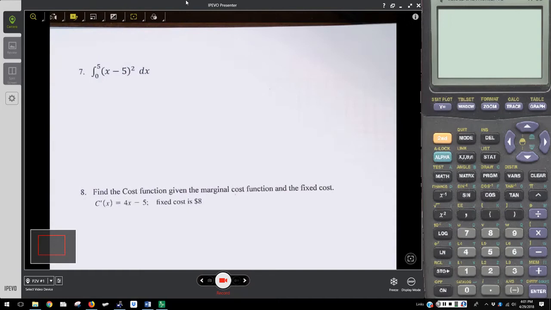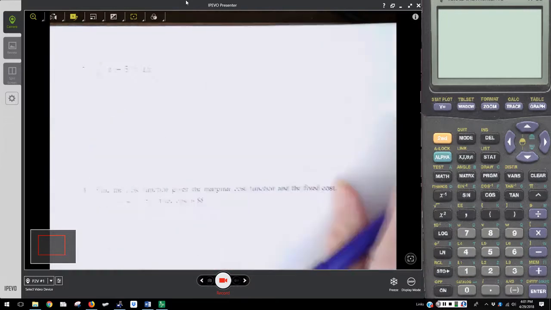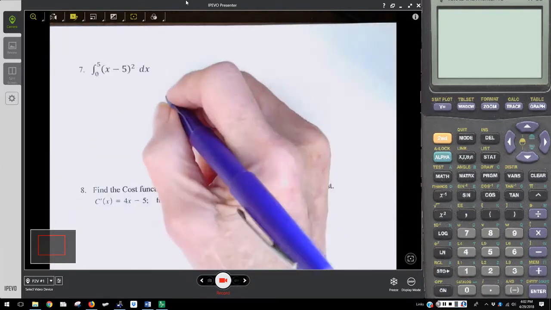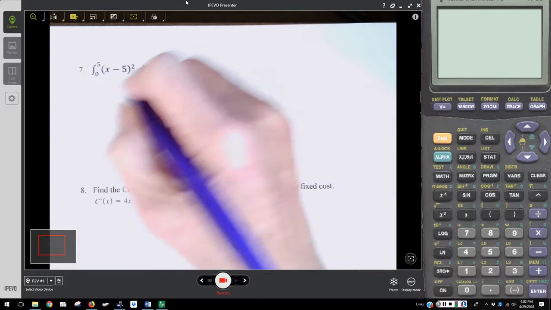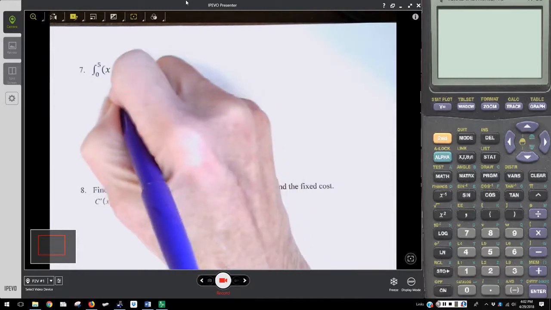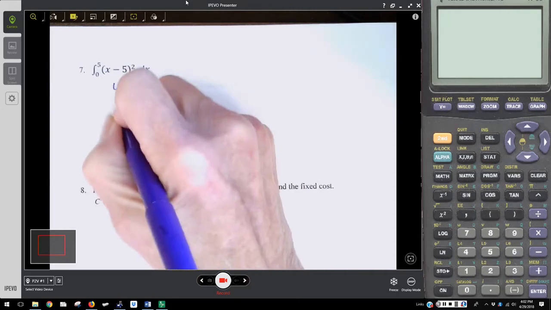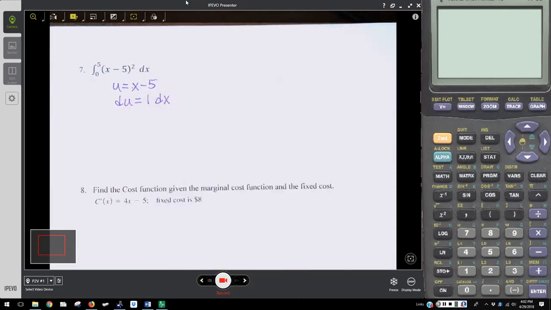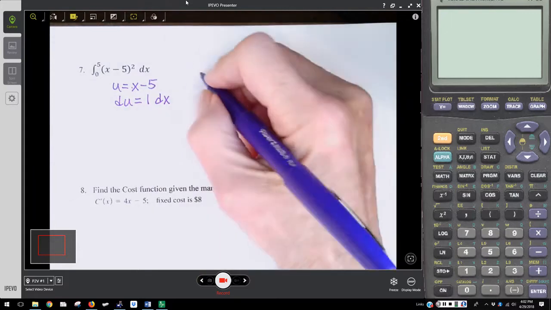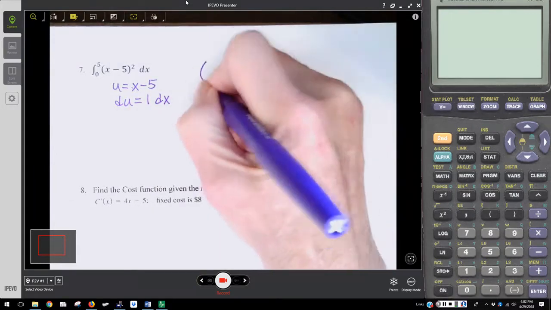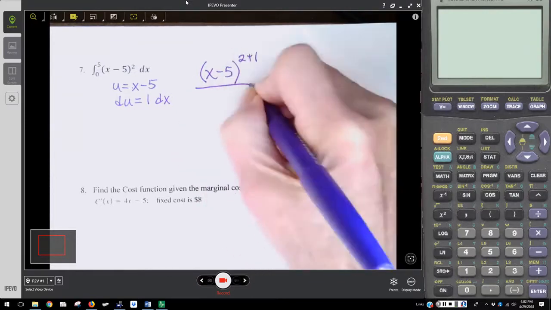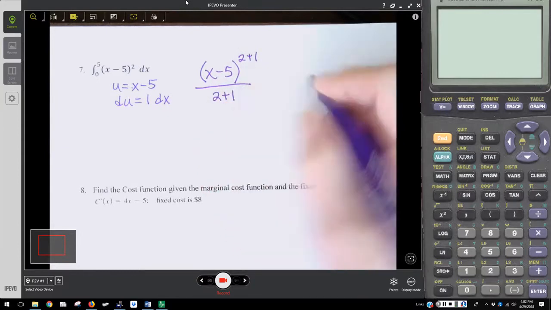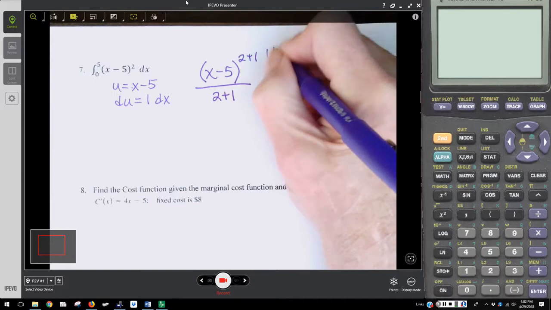Number 7 is a definite integral, so it comes out of 15.4. And all we're doing differently here is you can use your calculator to do this, or you can do the integral using your power rule. So using the power rule, if this is u, then du is equal to 1 dx, so we don't need to really do any substituting. So that tells us that we add 1 to the power, and then divide by that new power. And we're going to evaluate at 5 and at 0.